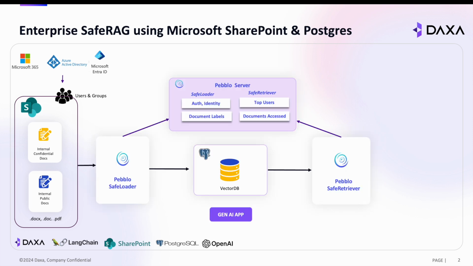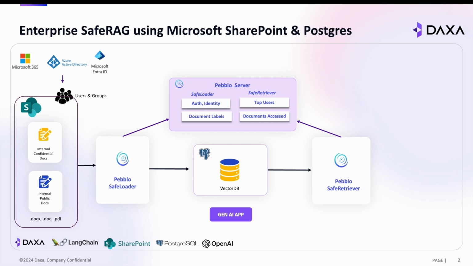Similar to some of our earlier demos, we will show how the Pebblo solution using SafeLoader and SafeRetriever will help to enforce different user groups to access only the authorized documents for RAG in context retrieval. We will show how easy it is to change document permissions in SharePoint and have it reflected in the inference response on a running Pebblo-enabled RAG application.